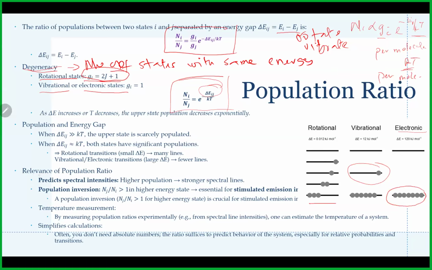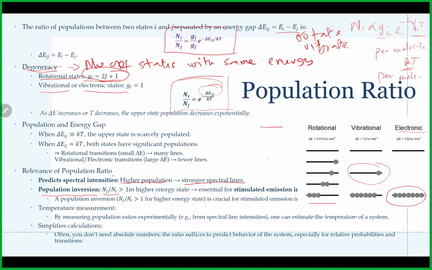Again, the reason why we're talking about population ratios is that it predicts spectral intensities. Higher population, you have stronger spectral lines. If the population of the upper states, so we're assuming that I is lower in energy than J, is higher, it results in what we call population inversion.